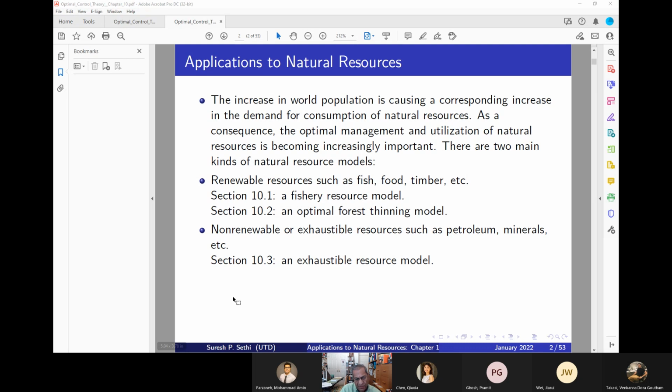But the problem I don't cover in the class, only because it doesn't give you anything new in terms of control theory, and it is a little bit messy because of the alpha going from 0 to 1 and the analysis of that. But it's there as a model of exhaustible resource in the book, because you need renewable and exhaustible resources to complete the title saying application to natural resources. But I'm going to cover only the first two.